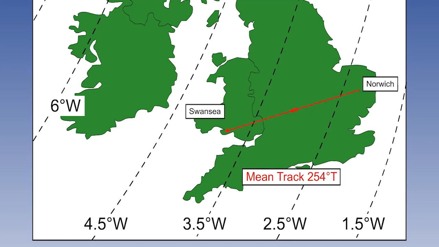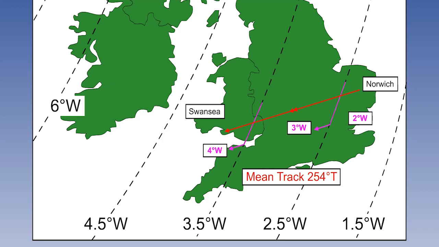However, this route from Norwich to Swansea crosses two isogonals. Assume that we need to fly a mean track of 254 true all the way along the route. We start off with a variation of 2 west. We will need a magnetic track of 256. But as we cross the 2.5 degree isogonal, our variation changes to 3 west. We must now alter heading to give a magnetic track of 257.